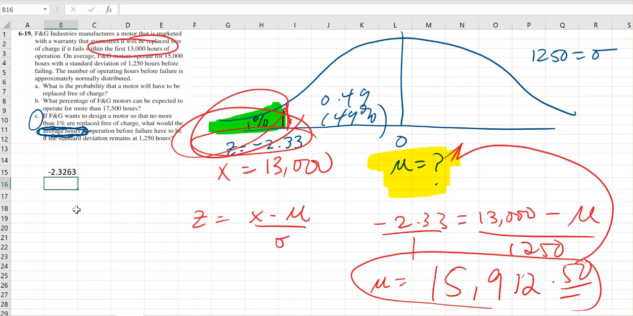Again, you don't have to use Excel. You can use just the table, which is, in my opinion, just as easy.